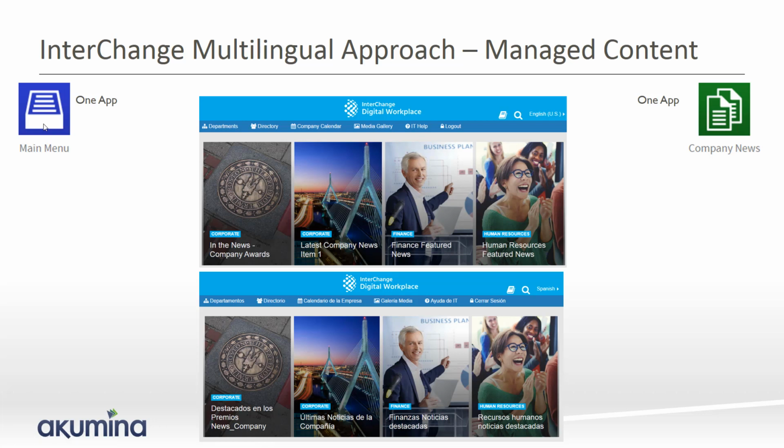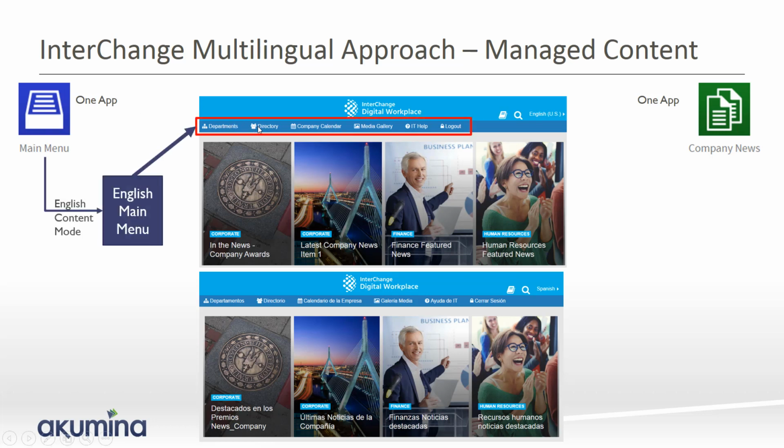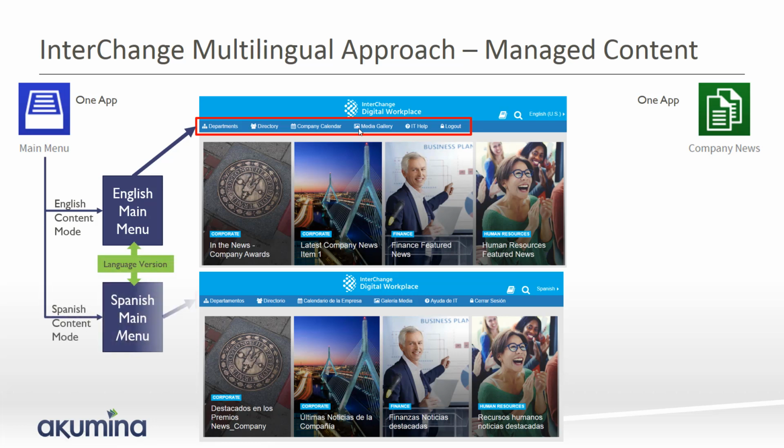So in this case, let's look at the actual main menu here. In one app, I can create the main menu app, the English main menu, and once I get that the way that I like it, I then create the language version which automatically stubs out the additional languages. In this case, I have Spanish as my additional language. So it automatically creates the new content item in the designated language, in this case Spanish, which can then be translated to then provide the Spanish version of the menu.